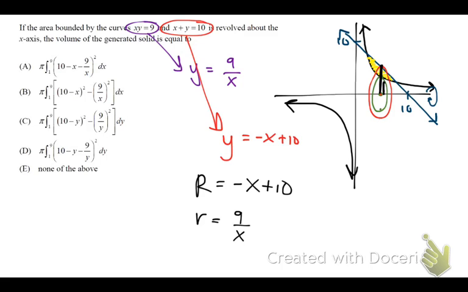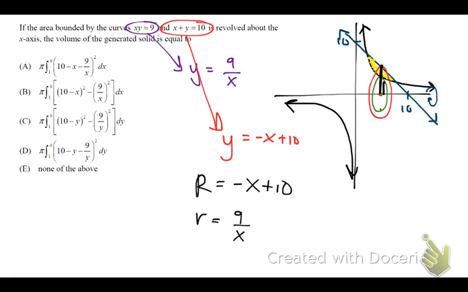Now, as far as where these are going to be equal to each other, where they intersect to find the limits of integration, you can go ahead and set them equal to each other and solve for what x is going to be. But if you look at all of your answer choices, I'm pretty sure the limits of integration are going to be 1 and 9. So I'm going to try and use my knowledge of multiple choice questions to help me out a little bit. So let's just make sure by checking. If I plug in 1 here, I get negative 1 plus 10, which is 9. And if I plug in 1 here, I get 9 over 1, which is also 9. So yeah, that is definitely the first point of intersection.